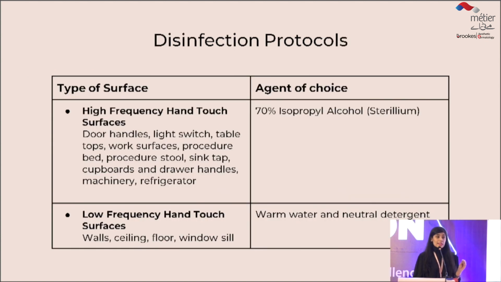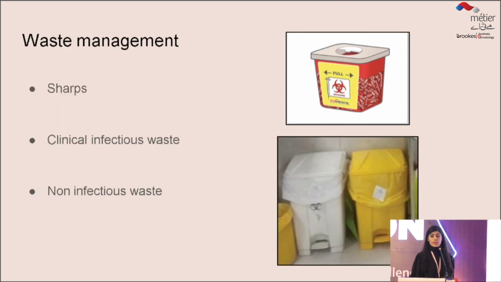There are some high frequency hand touch surfaces like the door handles, the drawers, the tabletops. They should be cleaned with 70% isopropyl alcohol, while the low frequency hand touch surfaces like the floor, the windows, and walls can be cleaned with warm water and mild detergents.